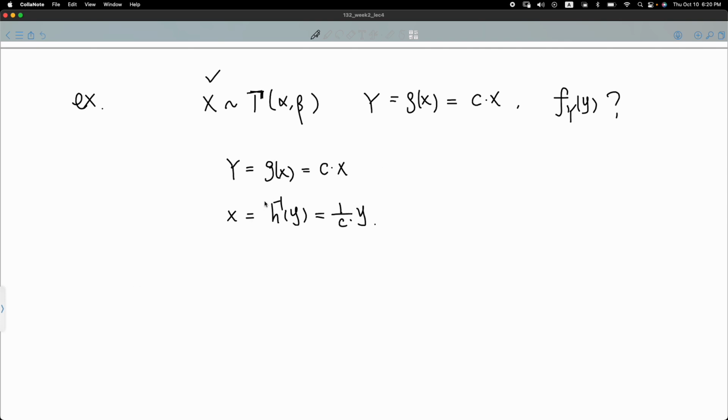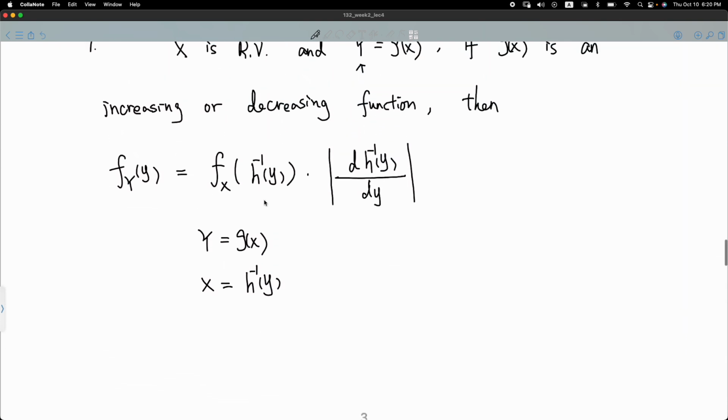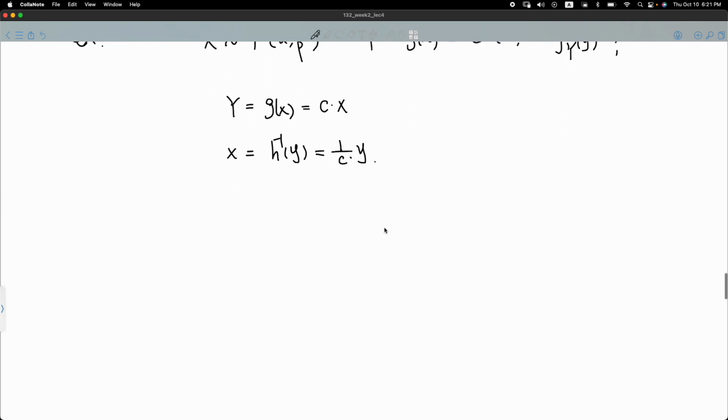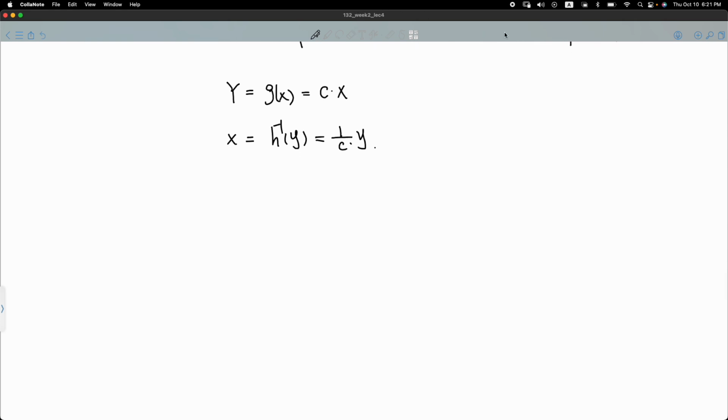Okay, so now we just need to plug in all the components here. So we have the h inverse of y figured out. Now we need the derivative. So we want d of h inverse of y, which is a function of y here, and then dy, which is just d/dy for 1 over c multiplied by y. So what does this equal to? Just 1 over c, right?